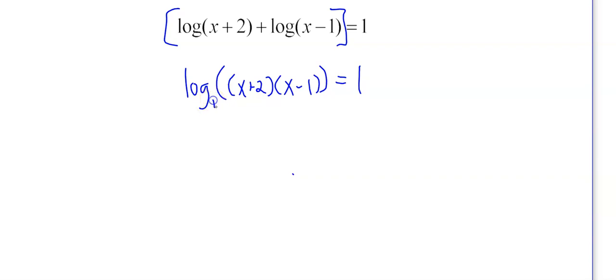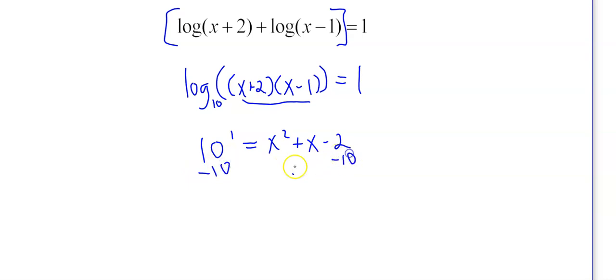Understand the base is understood to be 10 when it's just log. So change the form. This would be 10 to the first equals, I'm going to go ahead and multiply this out so we have it. I'm going to FOIL that, x squared plus x minus 2. Now this is a quadratic, so it equals 0. So I'm going to subtract 10 from both sides. And we're going to try to factor and solve this thing. So 0 equals x squared plus x minus 12. Sorry, plus x minus 12.